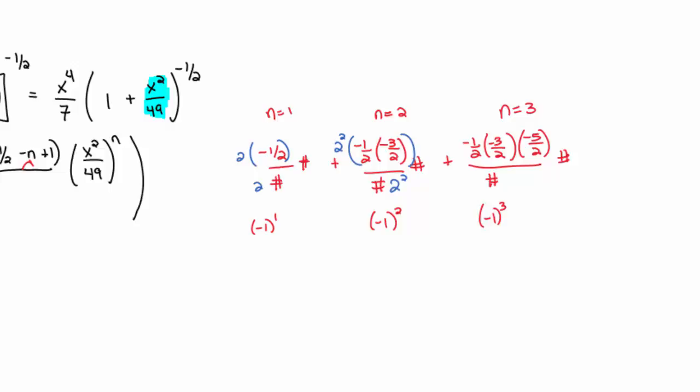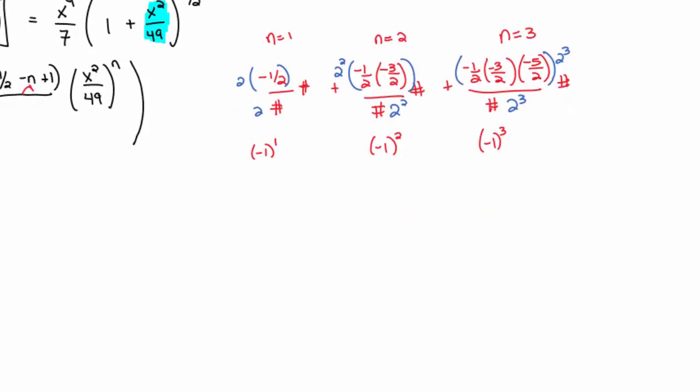And when n is equal to 3, I could have multiplied top and bottom by 2 cubed to kill off those fractions, right? So in general, what I'm seeing the pattern to be is this. When n is equal to 1, I have an alternation of negative 1 to the first times 1 over 2 times some number that's down there times some number that's off to the side.